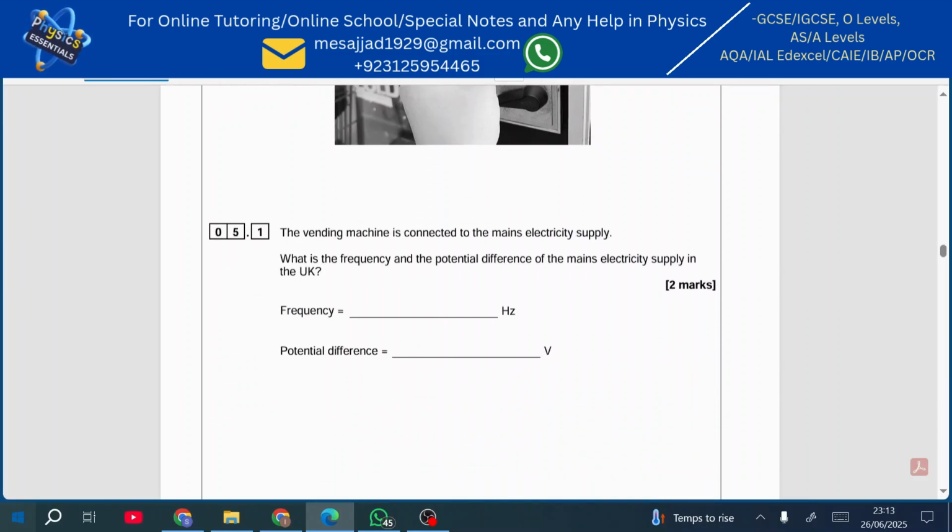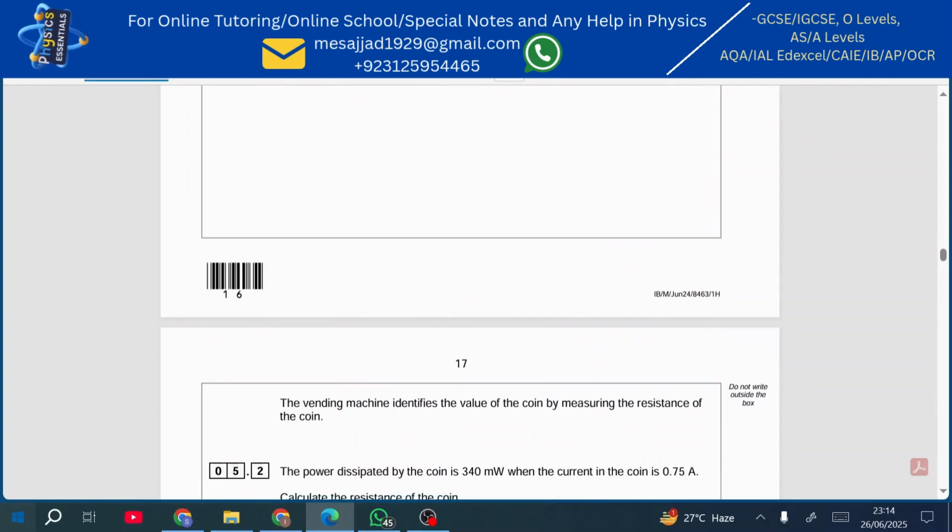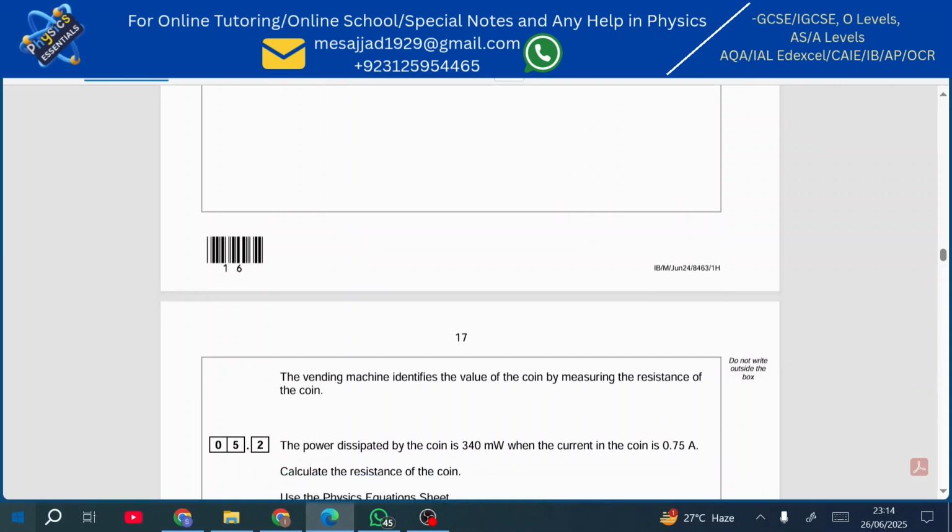The vending machine is connected to the mains electric supply. What is the frequency and the potential difference of mains electric supply in the UK? So remember that the electricity that is coming into your home is operated at 50 hertz and 230 to 240 volts. And that is not just for the UK, it is actually a standard worldwide. The home electricity is always operated at 230 volts and 50 hertz.